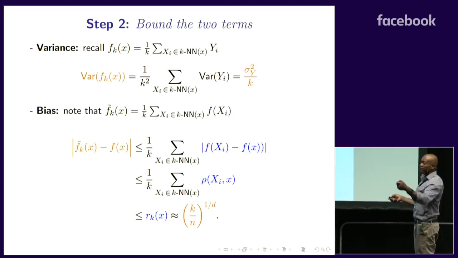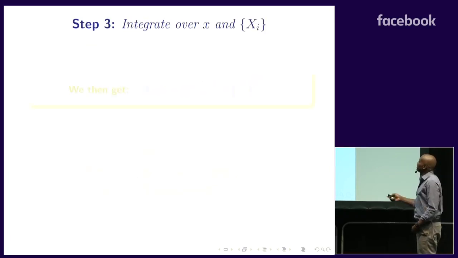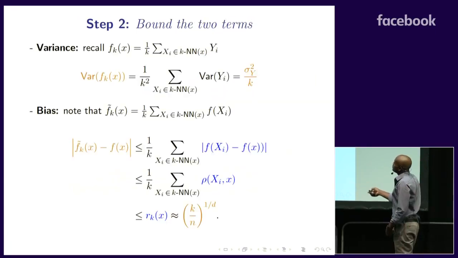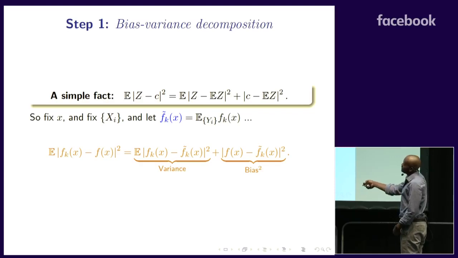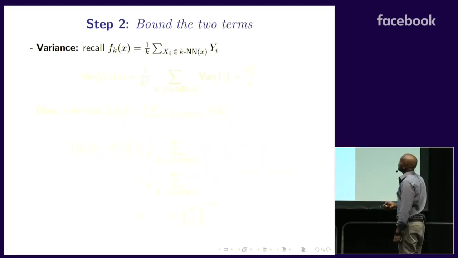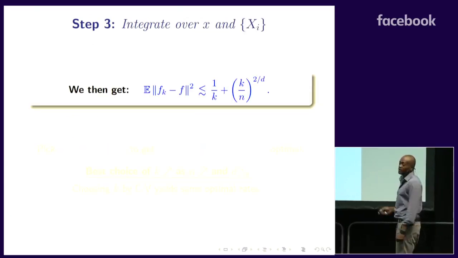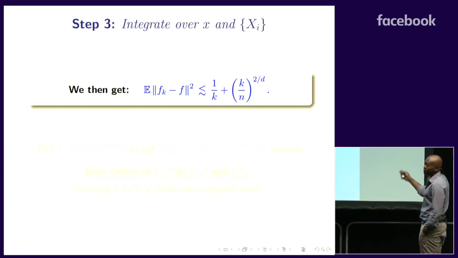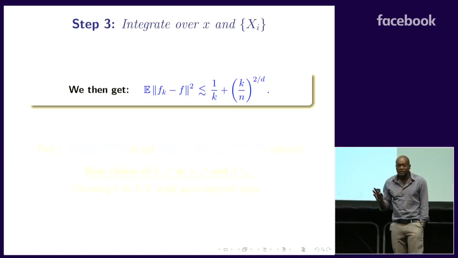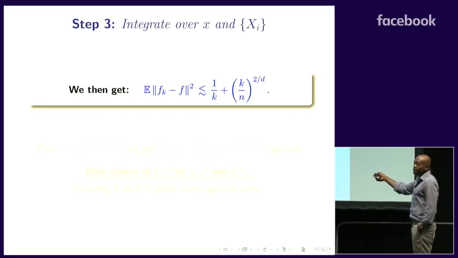Now we know that the error is the bias squared plus the variance. So we have about 1 over k plus (k over n) to the power 2 over d. Remember that to do this, we fixed x and the xi's. Now we have to integrate over them. So we integrate, and quickly we get that the error is bounded this way: 1 over k plus (k over n) to the power 2 over d. This fact in itself is very interesting. It's interesting because it tells us right away that the choice of k induces a trade-off.